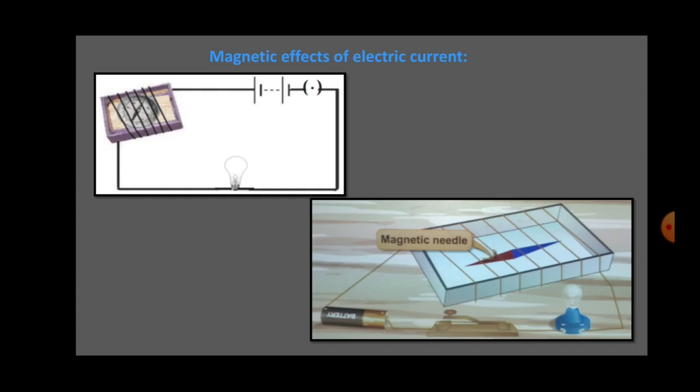So this experiment proves that a magnetic field is produced around the wire when an electric current passes through the wire, and this was observed by the scientist Hans Christian Ørsted. He was the first one to observe that when electric current is passed through a wire, a magnetic field is created around it, and we saw that the magnetic needle starts moving as soon as the current starts flowing.